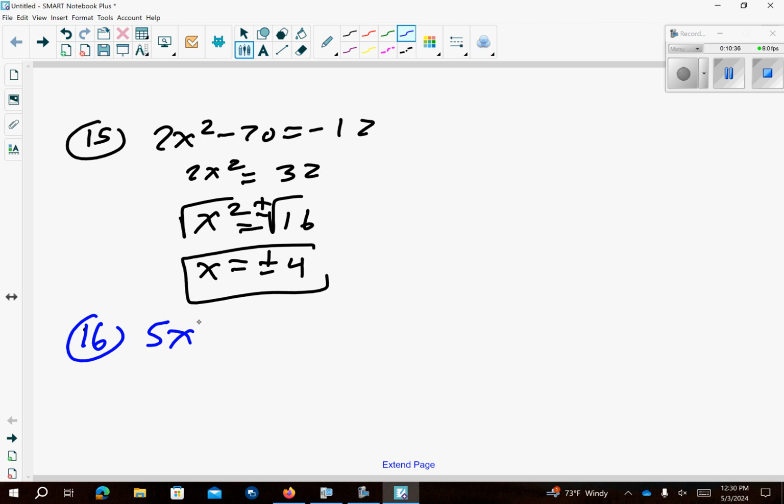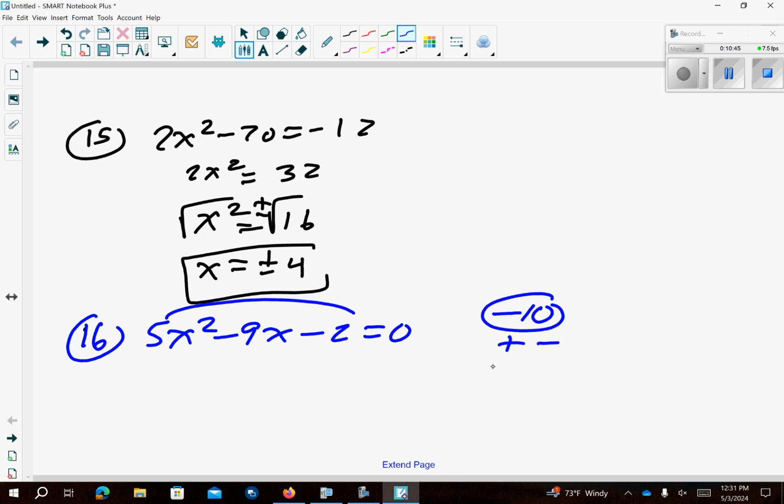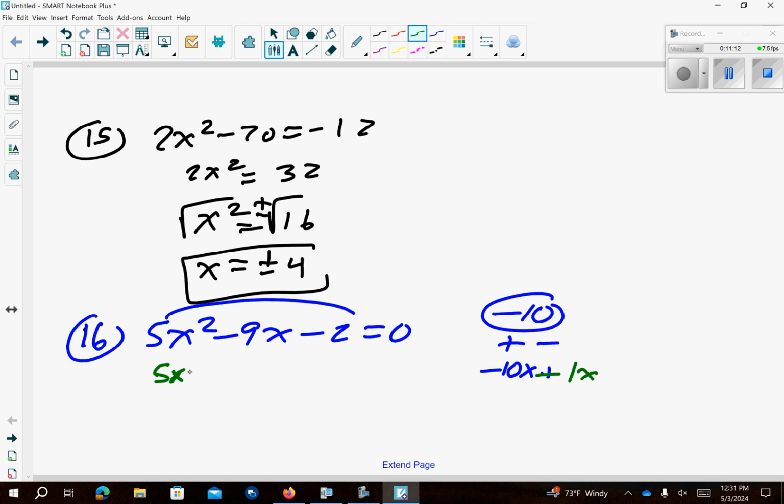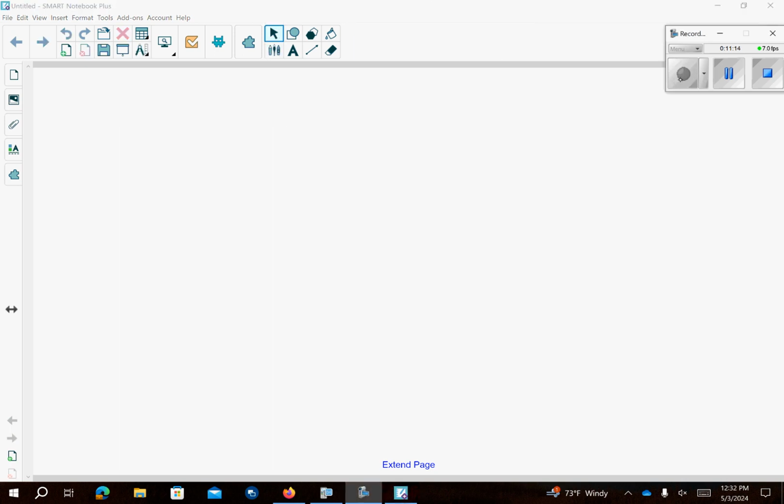I get 5x squared minus 9x. Go ahead and subtract the 2 to bring it over. Multiply those together, so I get negative 10. So I have a positive negative component. So it's going to be negative 10x and positive 1x that would add together to give me negative 9, so I get 5x squared. All right, ask your teacher to finish number 16 for you. Let's do number 17.